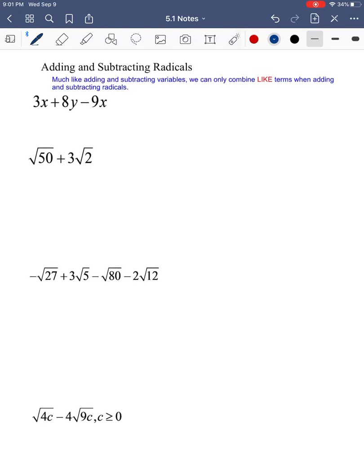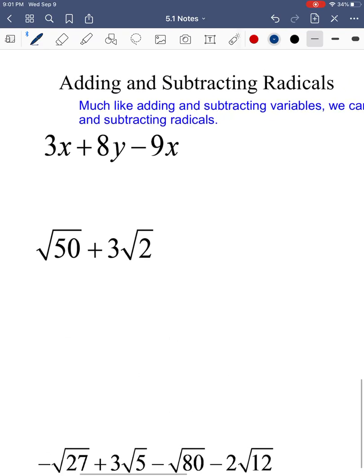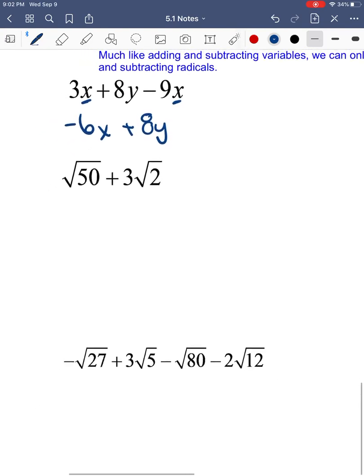And the biggest idea with adding and subtracting radicals is you can only combine like terms when adding or subtracting them. So in this case, when we are looking at x's and y's, we know we can only add x's together. So 3x minus 9x is negative 6x plus 8y. We can't add x's and y's together. Same thing goes for radicals.